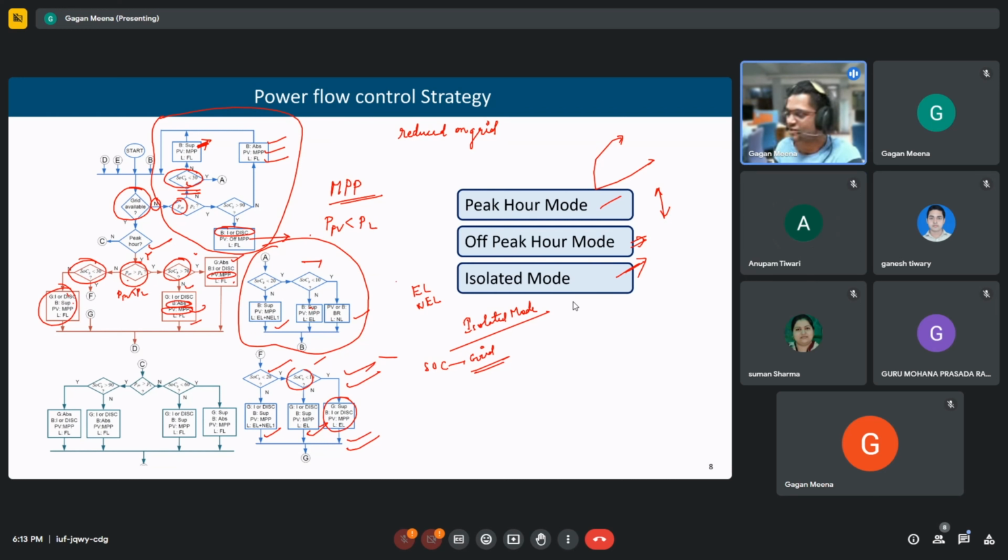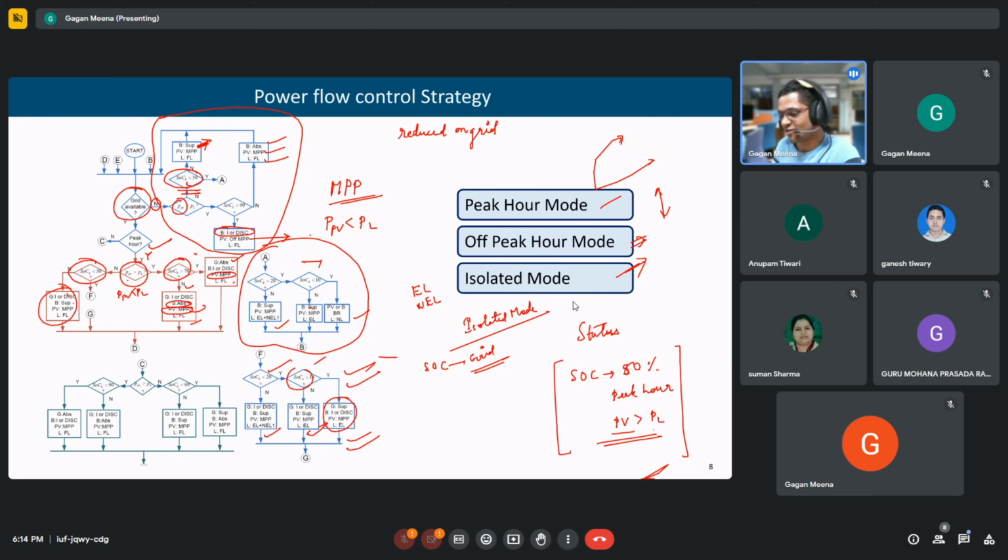Actually, this flowchart will not be asked. Only some scenarios can be given. Suppose a case can be given that there is a certain status of the system where the SOC of the battery is, let's say, 50%, and it is peak hour, and PV generation is already greater than the load. Then what should happen? Such things can be asked.